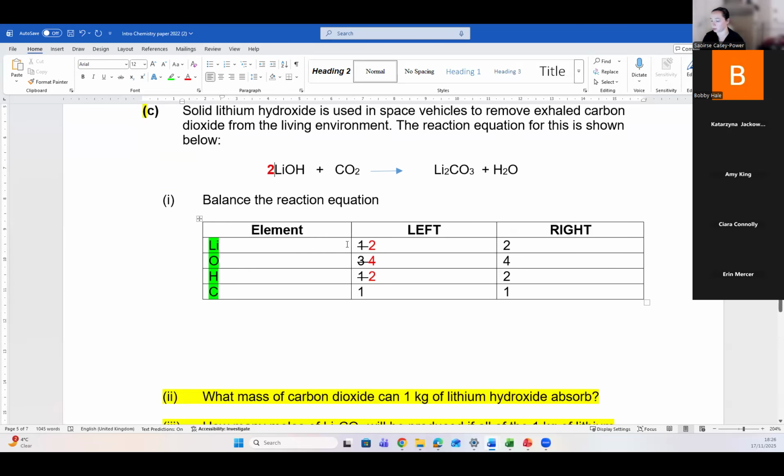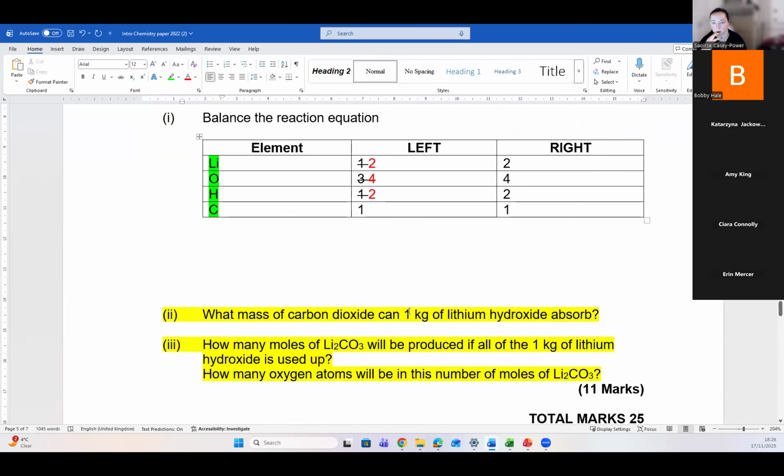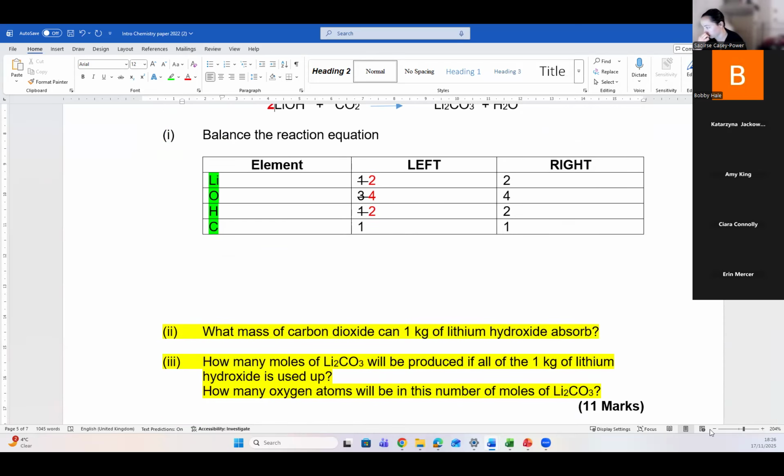Perfect. Okay, I'll just start sharing the screen again in 2 seconds. All right, guys, can you see the question we were just on? Yeah. Perfect. Okay.